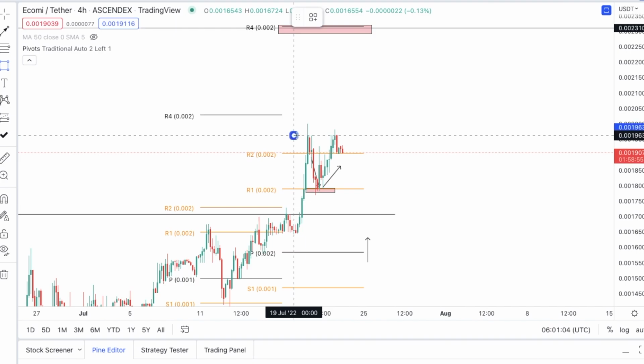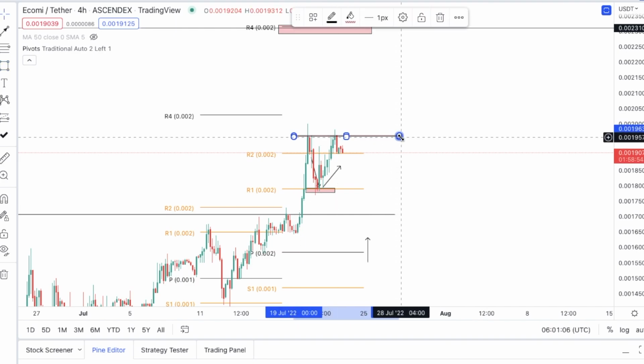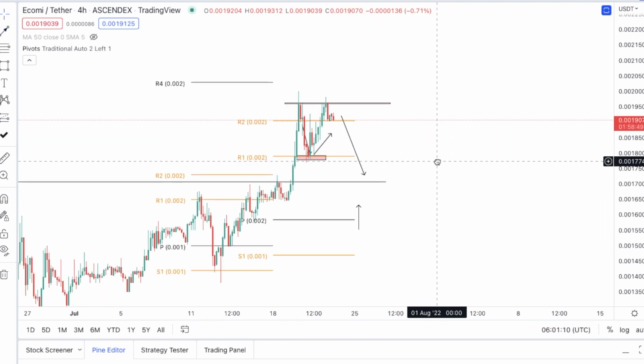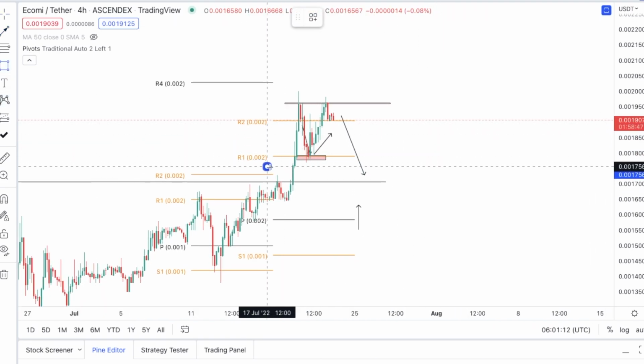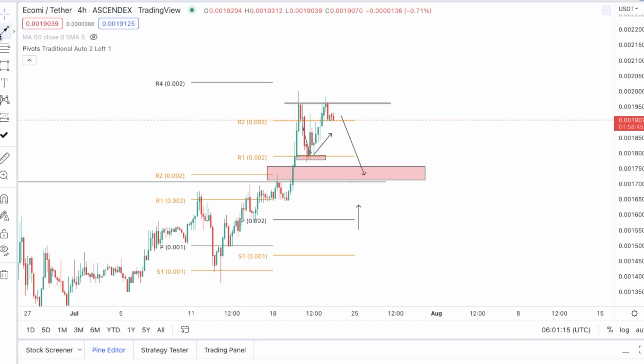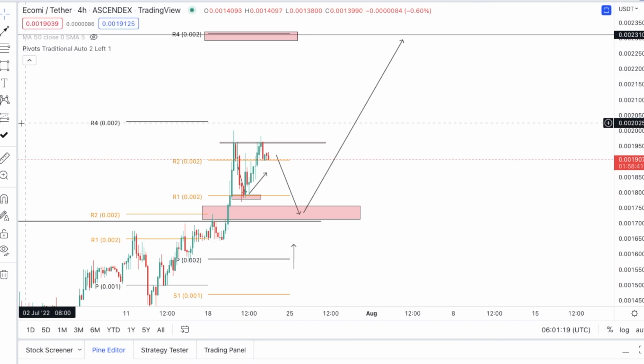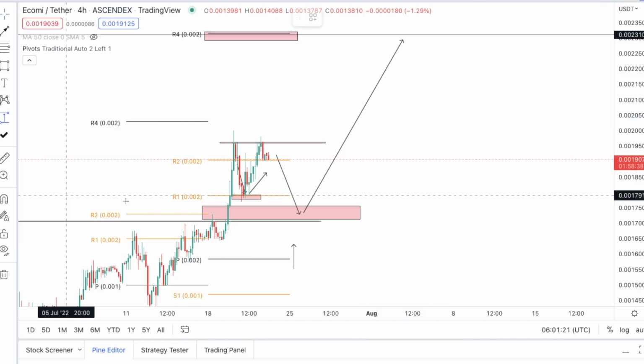So if this level right here, roughly around the 0.00195, does not break, we do see a retracement back down. I am going to be looking to buy a little bit more Ecomi token right here at this key level. Then we're going to see if price can push all the way back up, and we're going to see a beautiful move to the upside. And this is the move that I'm looking to do myself.